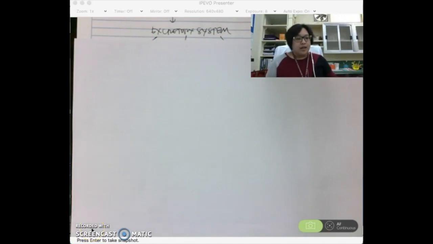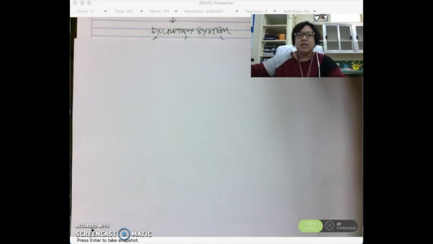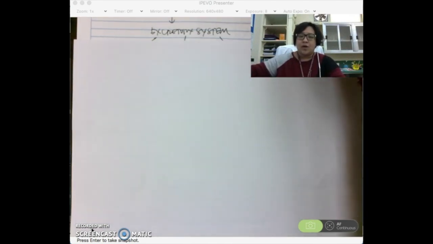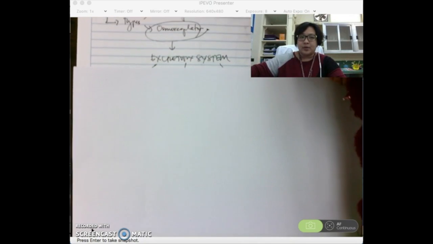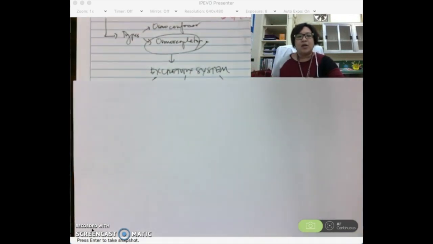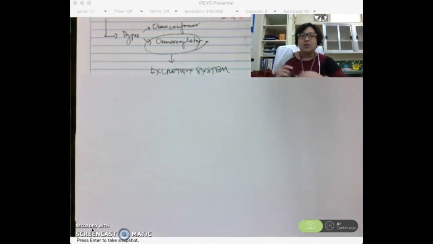Okay, so 11.3 is the kidney and osmoregulation. Well, in fact, you're going to study the excretory system in this chapter. Since the title is the kidney and osmoregulation, I want to start by discussing the two types of organisms. We have osmoconformer and osmoregulator. So we humans are osmoregulators, and other organisms are classified as osmoconformers.